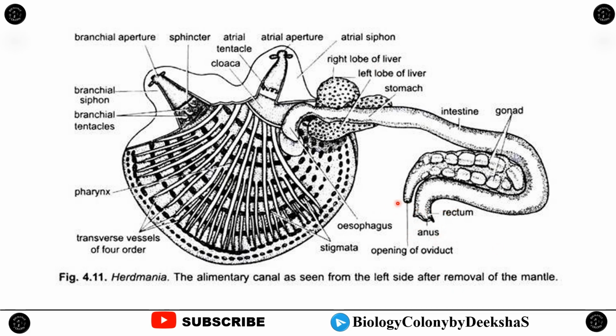Now this anus and this gonopore, that is the opening of the gonoduct, are present here near the atrial aperture which opens into the cloaca. So this anus and gonopore open into cloaca, that is the common opening, and it leads to the atrial tentacles, then sphincters, and then atrial aperture, so it gets expelled out. So the water enters from the branchial aperture and eventually is led out through the atrial aperture.